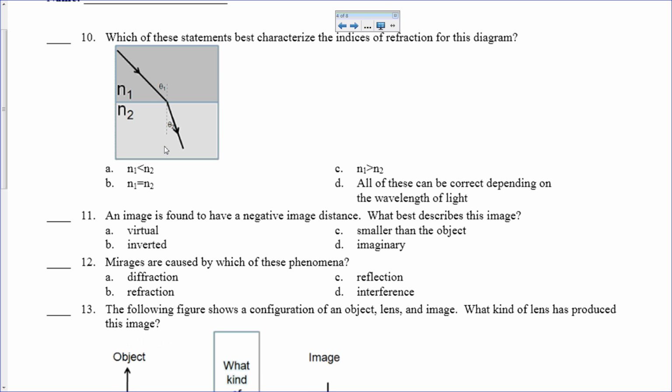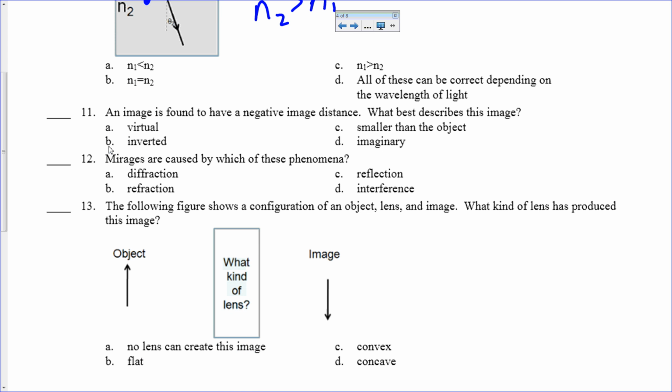Which of the statements best characterize the indices of refraction? I like to draw my wave fronts. It's going to slow down when it enters there, and this wave will swing around at a higher velocity. So if n2 is a lower velocity, that means it has a higher index of refraction. So that is A for number 10.